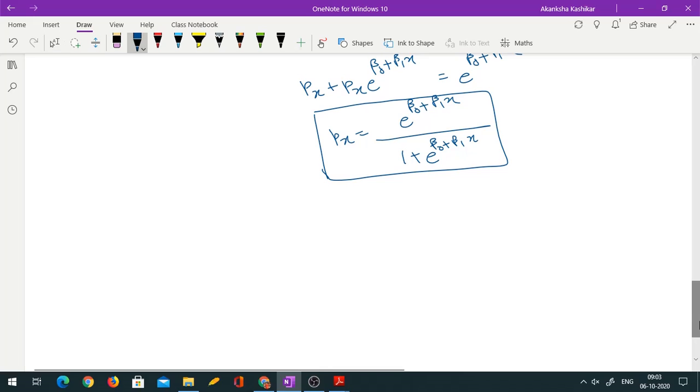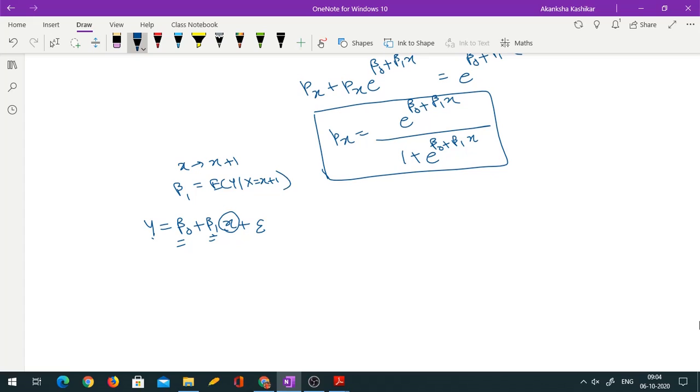Now a couple more things. In linear regression, what is my interpretation of beta naught and beta 1? Beta naught is the intercept and beta 1 gives you the expected change in y for a unit change in x. Means when x goes from x to x plus 1, what is the expected change in y? That is given by beta 1. So beta 1 is the expectation of y for x equal to x plus 1 minus the expectation of y for x equal to x, right? So what would be the scenario here?